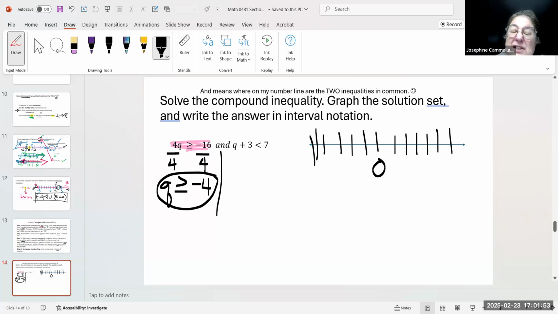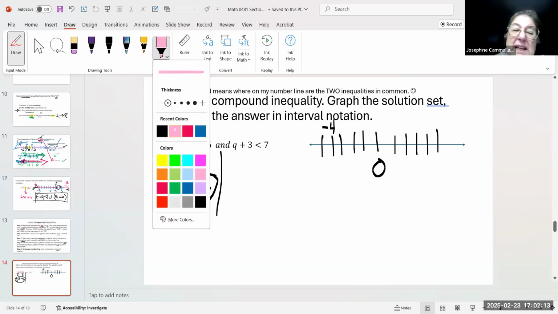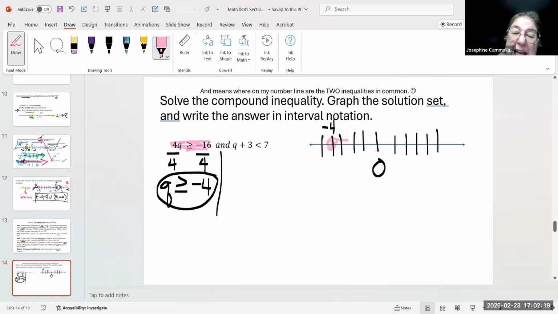Okay, so this is negative, let's see here. Maybe I should make this a little better. Okay, 1, 2, 3, 4, 5. Okay, this is -4. I am going to put a closed circle, and I'm going to graph it. See how my arrow is pointing away to the right? Now, here comes this part.